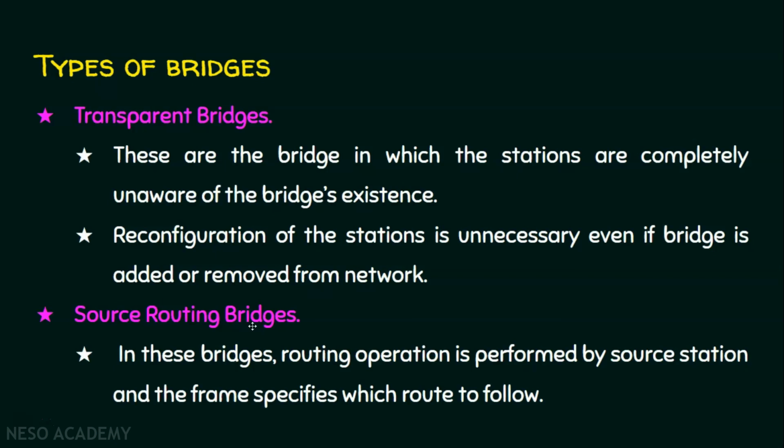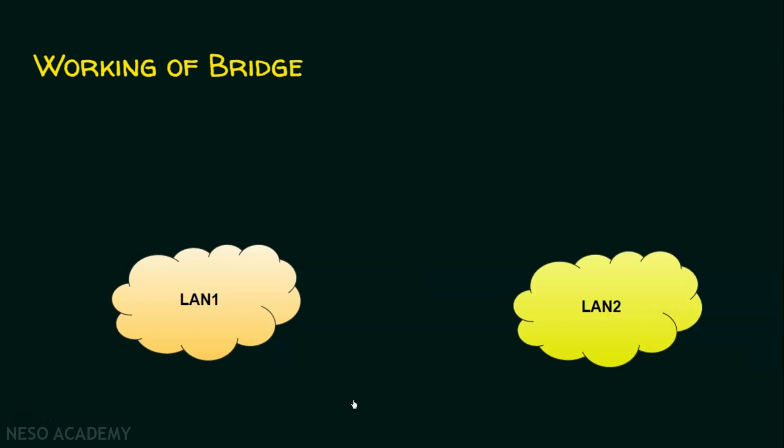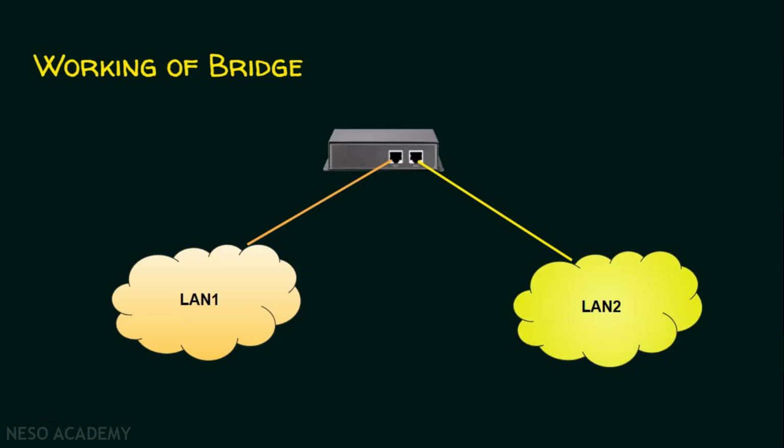Let's have a look at the working of the bridge now. Suppose we have a local area network and we have another local area network. To connect these two local area networks, we bring in a bridge, and this bridge extends the range of the local area network and interconnects these two networks. That's the working of a bridge. The very important point to note is that this bridge interconnects two networks that are running on the same protocol. A router can interconnect two different local area networks that need not run the same protocol. They can run two different protocols.